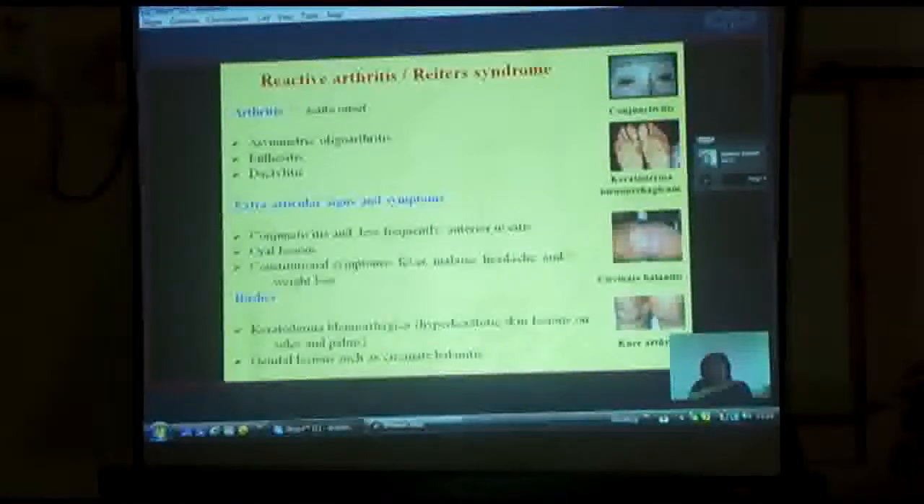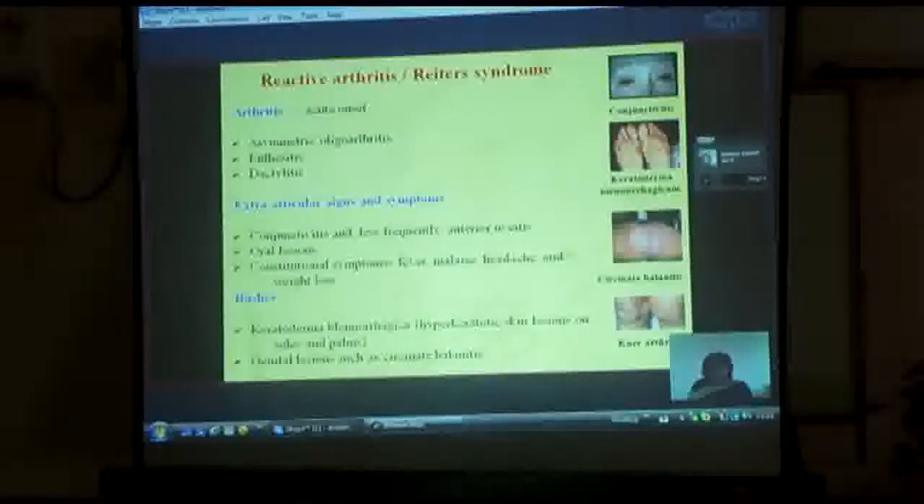Arthritis is usually acute and commonly asymmetric, and monoarthritis. They also present with enthesitis and dactylitis. They can have extra-articular signs and symptoms on presentation: conjunctivitis and anterior uveitis, oral ulceration, and they can present with constitutional symptoms. The characteristic rashes seen are keratoderma blennorrhagicum, which is hyperkeratotic skin lesions seen on soles and palms, and genital lesions such as circinate balanitis.